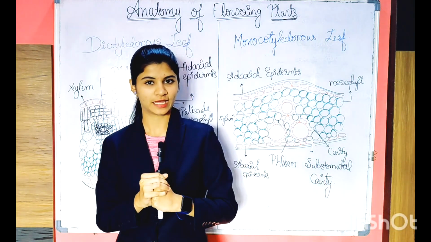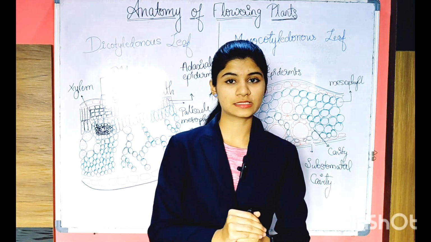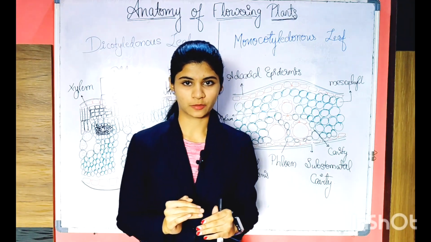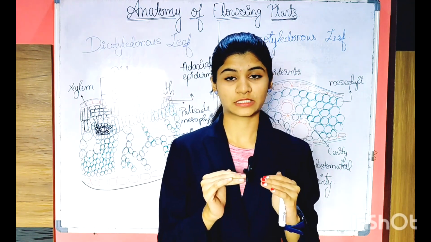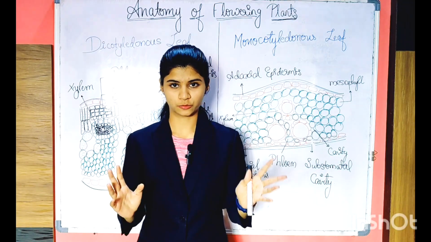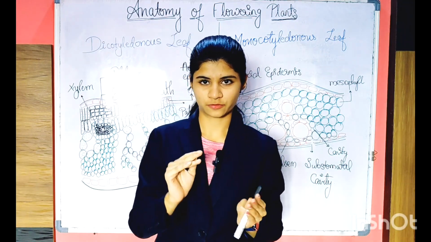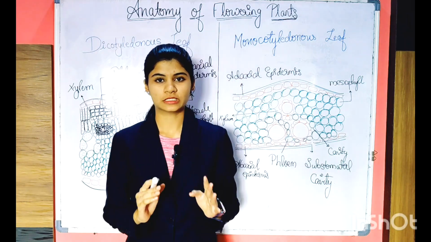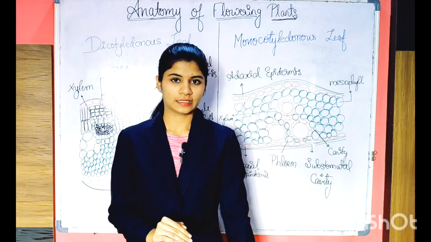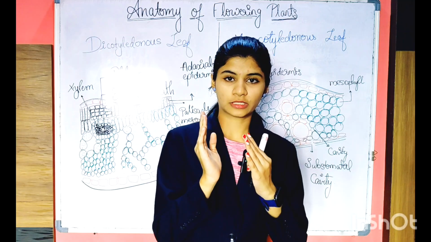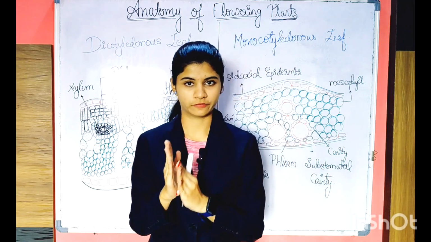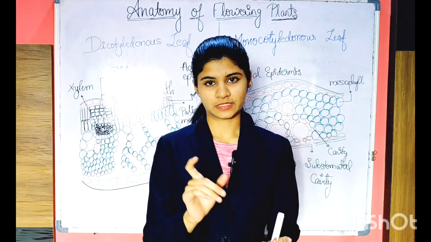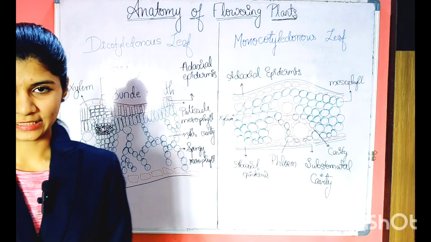In the last video, we studied the monocotyledonous and dicotyledonous stem. In this video, we are going to study the structure of the leaf. How does it look when we cut into the surface of the leaf? This video is totally based on the cutting of the leaf, like the dicotyledonous leaf and the monocotyledonous leaf. Both are not that different, but a little difference is there. So let us study.